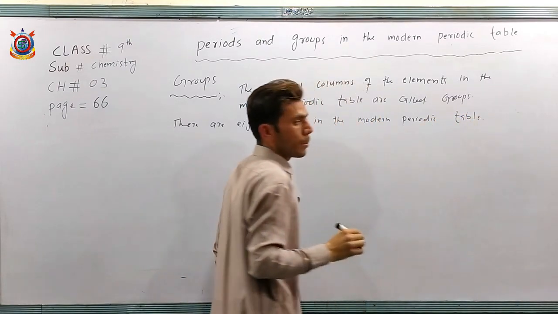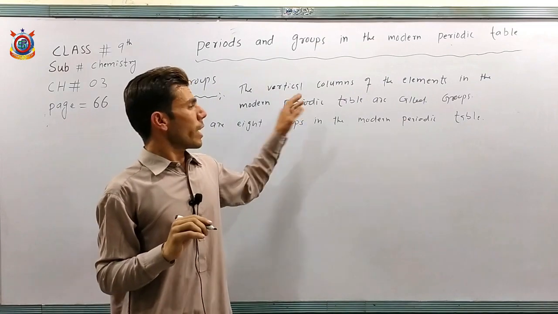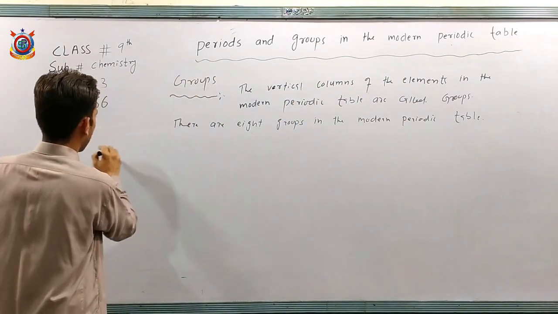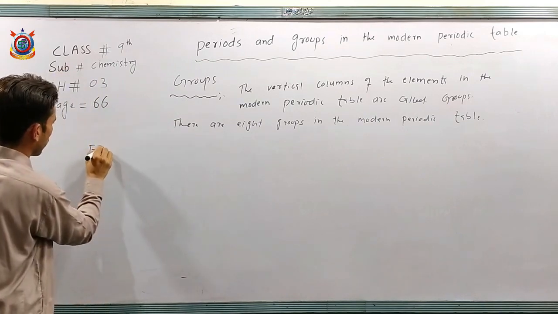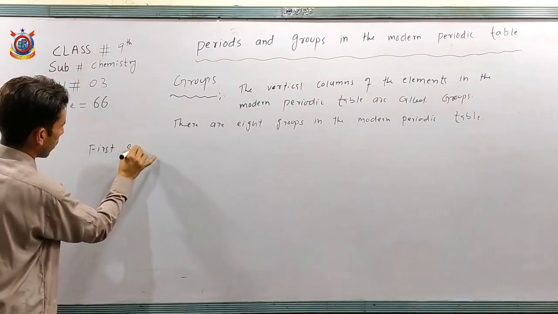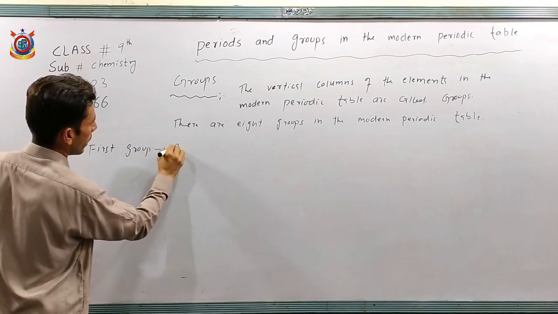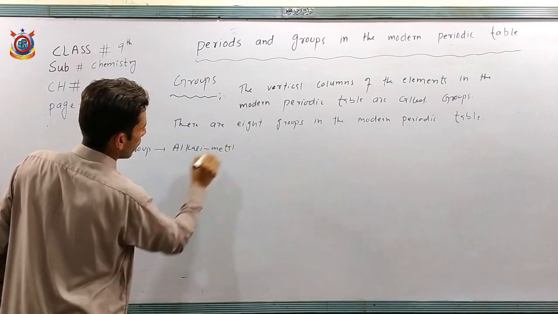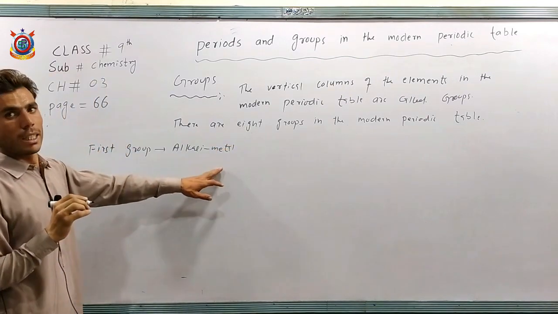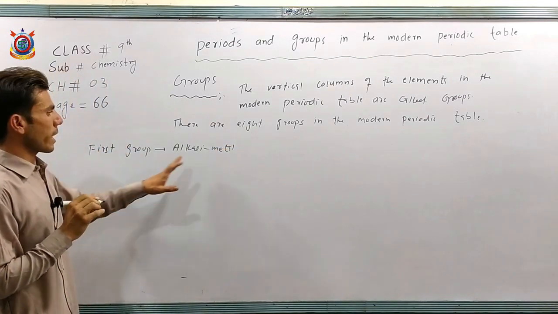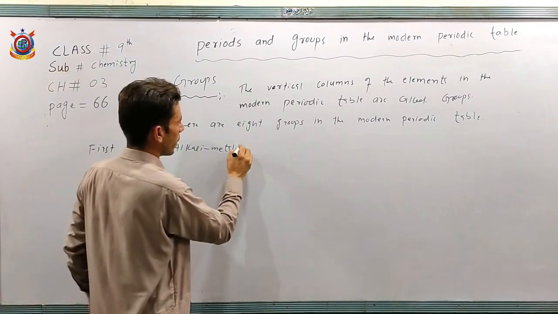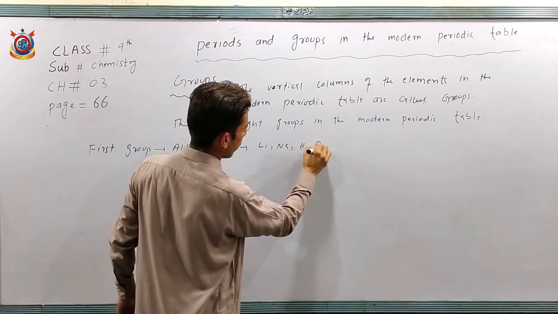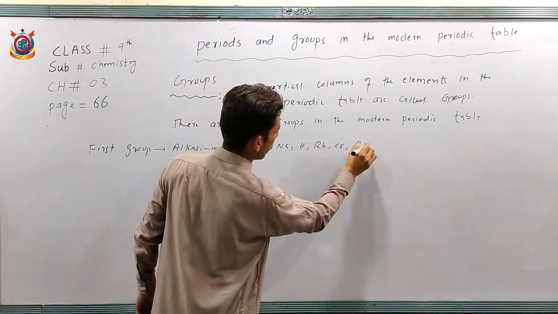There are 8 groups in the modern periodic table. If we talk about the first group, the first group is called alkali metals. The elements of group first are called alkali metals, and it contains lithium, sodium, potassium, rubidium, cesium, and francium.